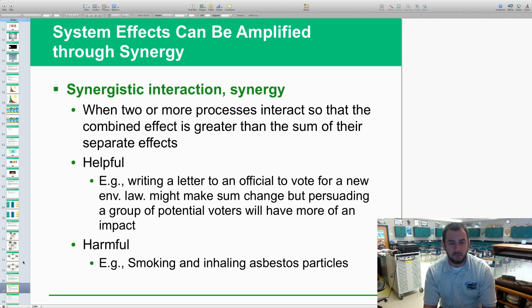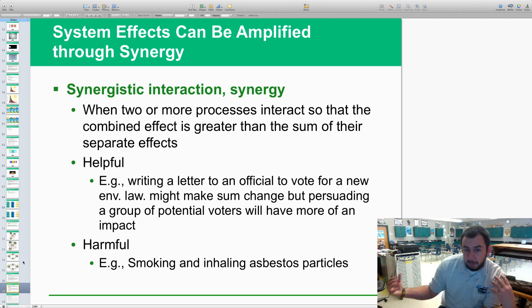A helpful example: writing a letter to an official to vote for a new environmental law might make some change, but if you persuade a group of potential voters to get somebody in there who is going to make a bigger change, that might have a better impact. Or if you got more people to write a letter to that one person, that might have a bigger impact. So again, two heads are better in the helpful situation.